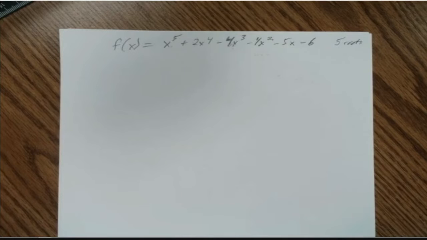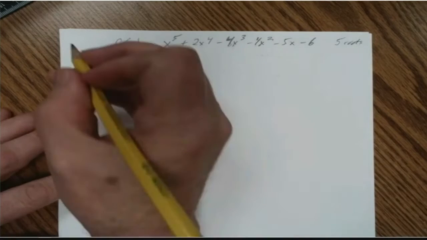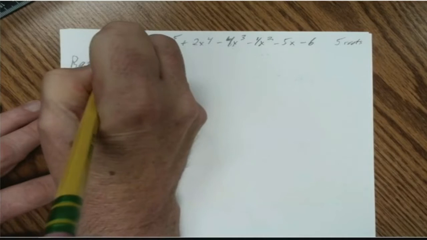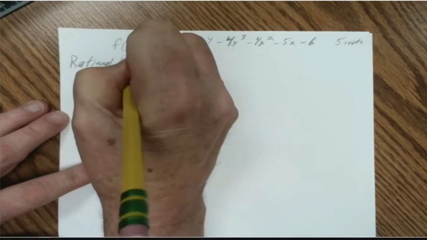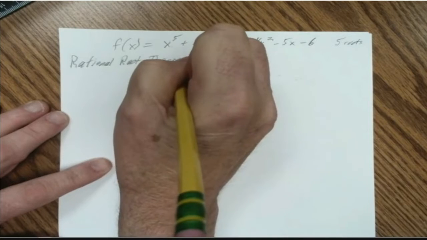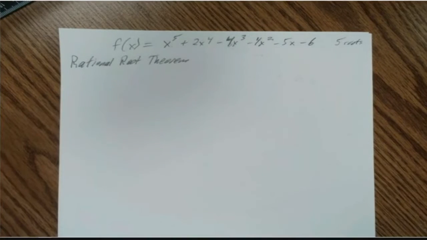Well, there's something called the rational root theorem. Let's look at the rational root theorem. This will tell us about rational roots, because there are rational roots, irrational roots, and imaginary roots. There are 3 different kinds of roots it could have. But this will help us figure out the possible rational roots.